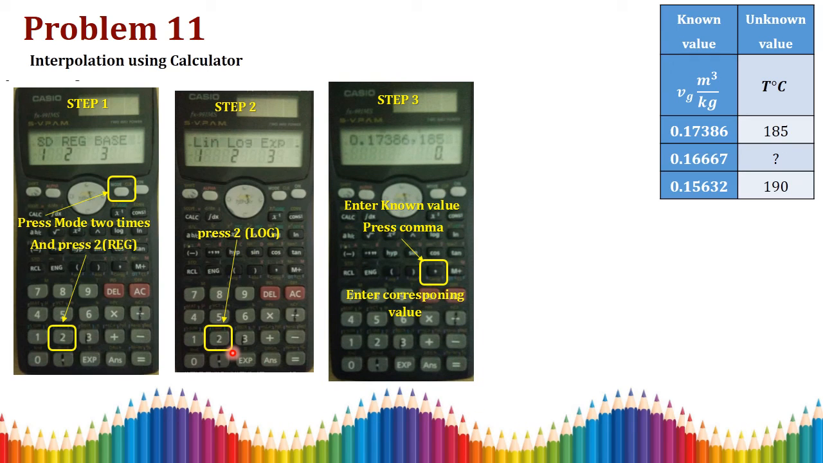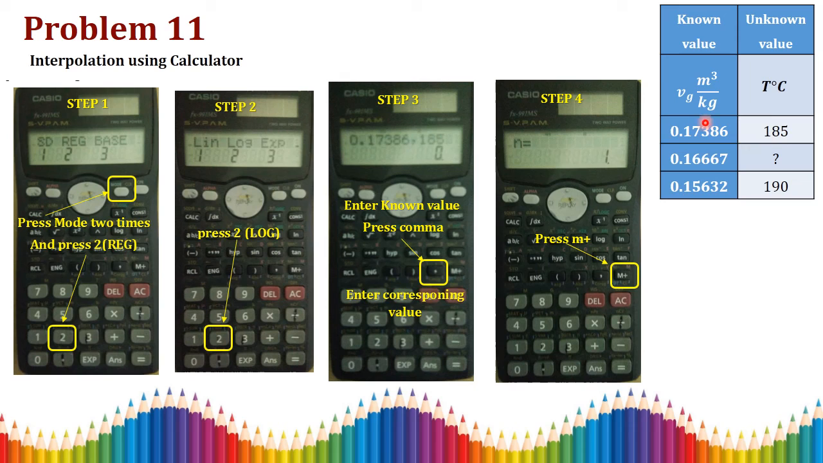Then in step 3 you press the known value and press comma. What is the first known value? This is your first known value, 0.17386 comma 185. So these are the two entities we know that we have to type. Press 0.17386, press comma, then the corresponding value 185, and in the next step you press M plus. Your equation will be shown as n is equal to 1 in the calculator.